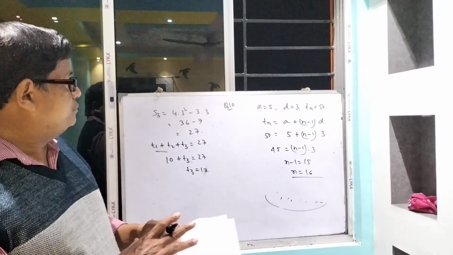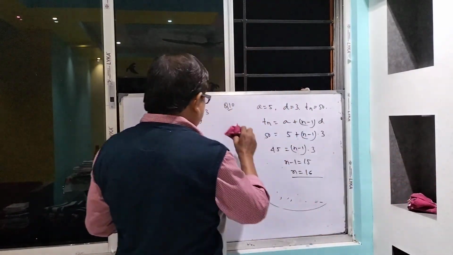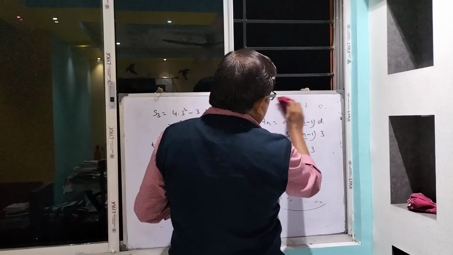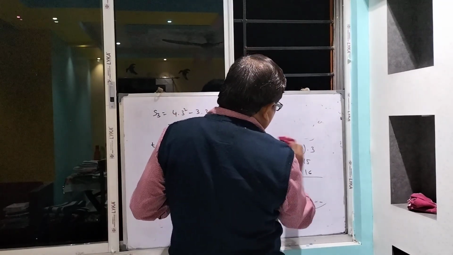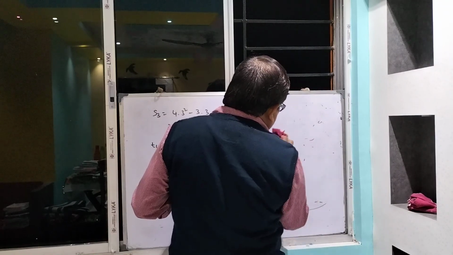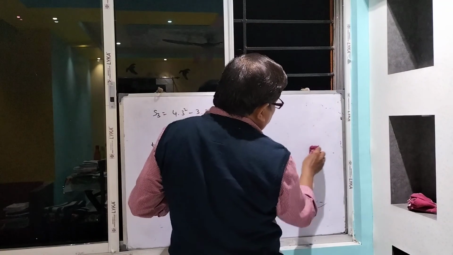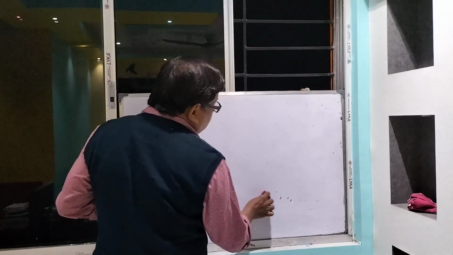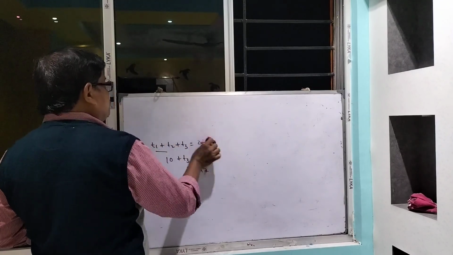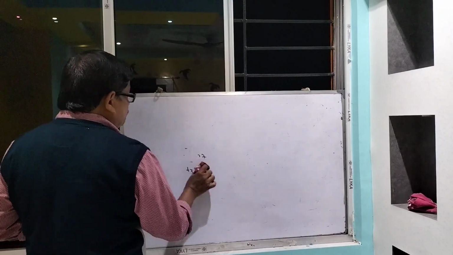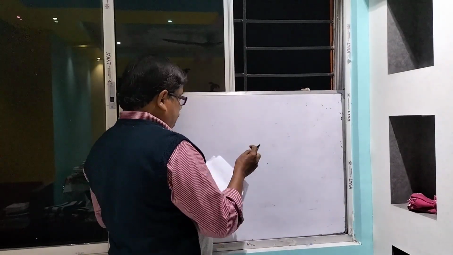Okay, the next one, similarity. Here one right angle triangle is given. Many times I have discussed this in the class, in the video class also, and the live class also. A very important theory is there. Okay? See.